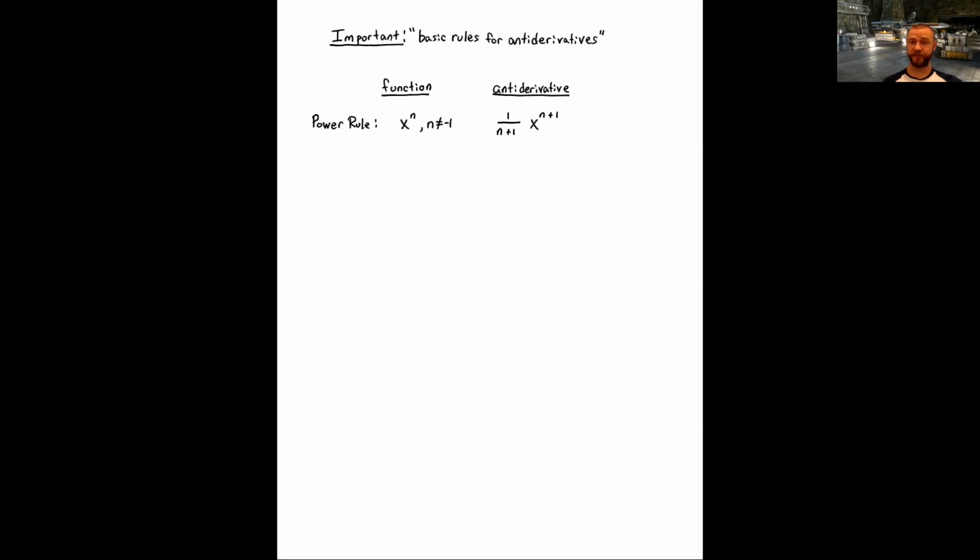The first and primary one that we introduced a few moments ago was the power rule, now the power rule for antiderivatives, which basically says that if our function is a power of x, x to the n, then our antiderivative is 1 over n plus 1 times x to the n plus 1. And again, that only works if the exponent n is not -1.